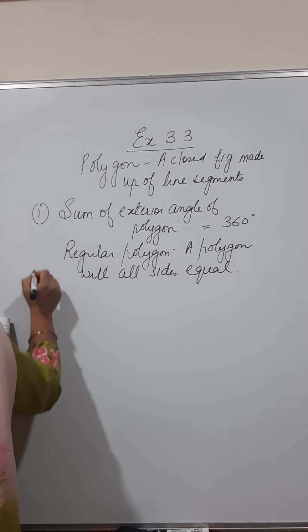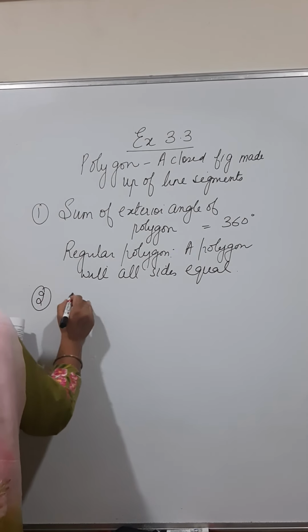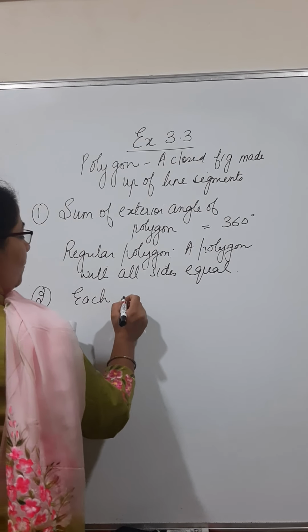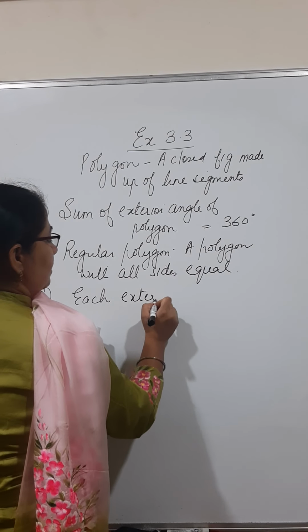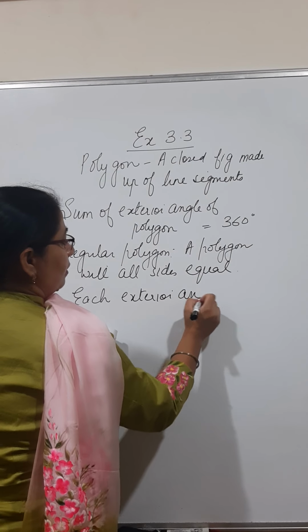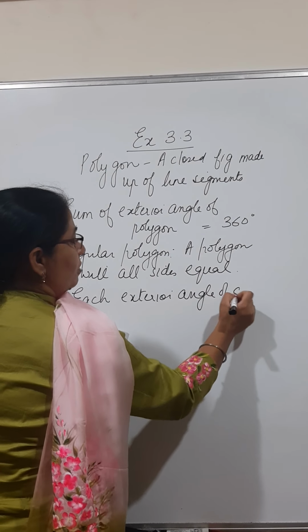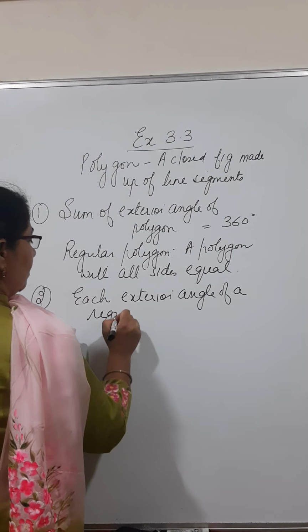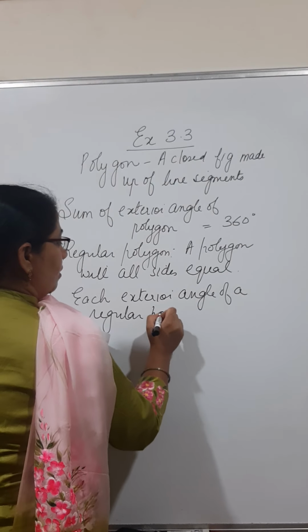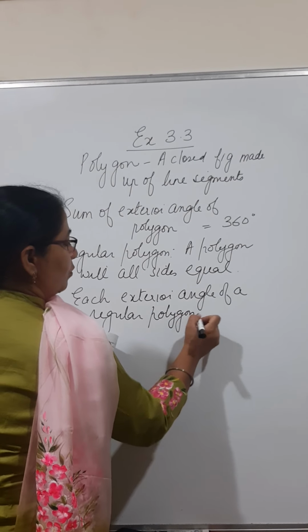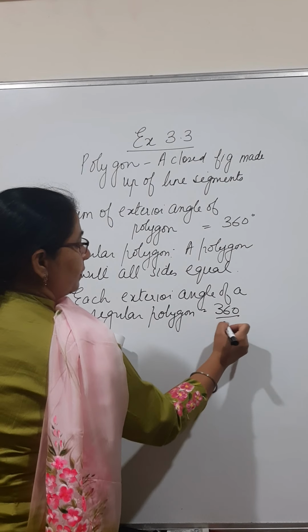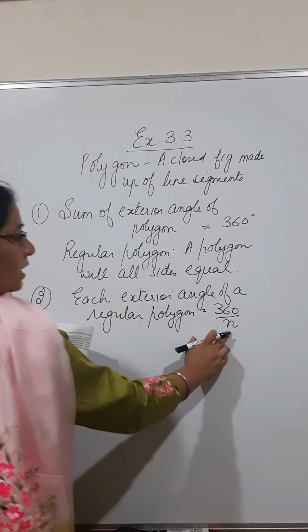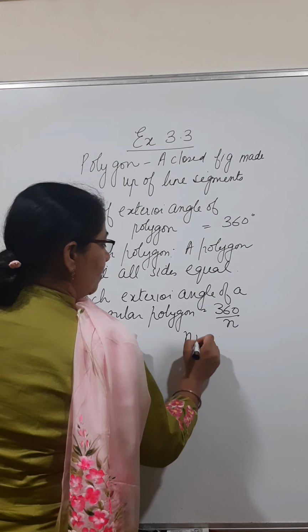So what is each exterior angle of a regular polygon? Each exterior angle of a regular polygon will be equal to, beta, 360 divided by n, where n is the number of sides.